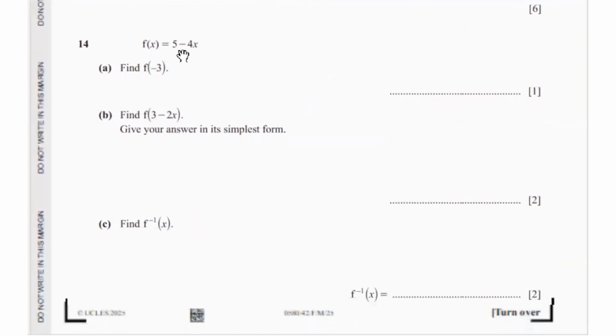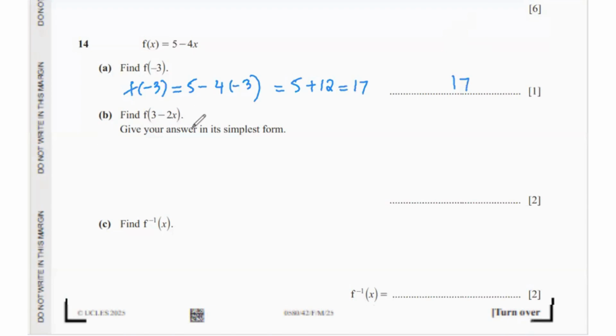Question 14 says f of x is 5 minus 4x. Find f of -3. So you just substitute the domain in the equation. So f of -3 is going to be 5 minus 4 times -3, which is 5 plus 12, and that's 17.